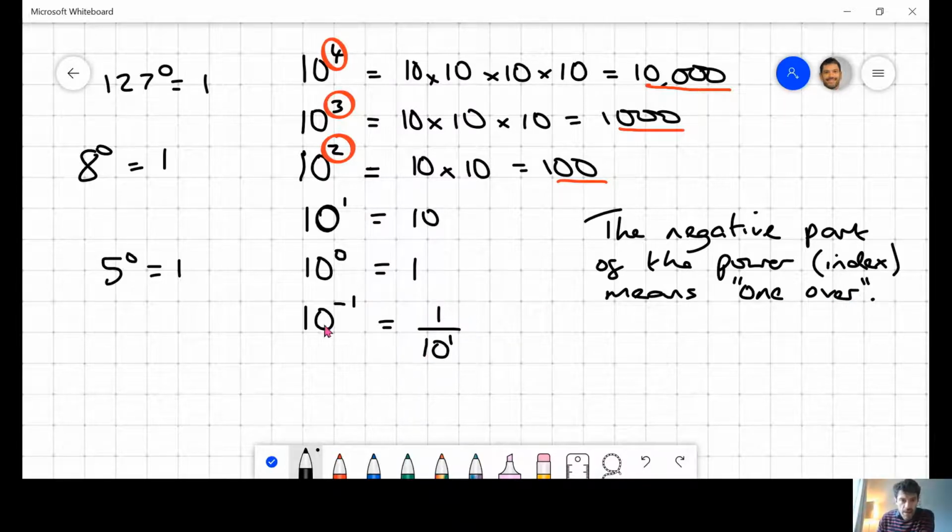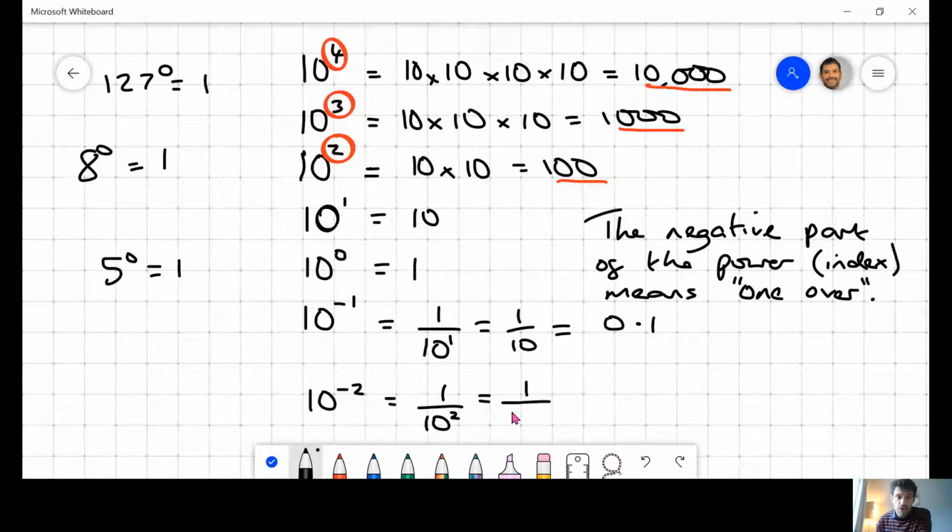1 over 10. Now the other number bit stays the same. So 1 over, we know that 10 to the power of 1 is 10, so this is 1/10. Okay, and it's always useful to think of that as a decimal, 0.1. And again, just very quickly, you'll notice a quick pattern here. 10 to the power of negative 2 equals 1 over 10 squared, or 10 to the power of 2, which we know is 100, so it's 1 over 100, 1/100, which is 0.01.